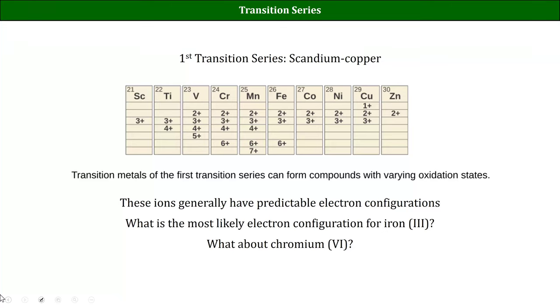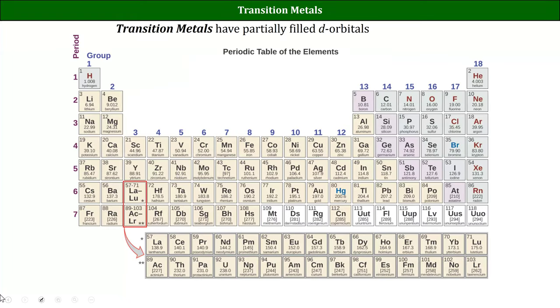So for instance, if we look at iron, iron is number 26 right here. What is the electron configuration of iron going to look like? We can start from argon, using that shorthand. Iron in its metal state would then be 4s2 3d6.